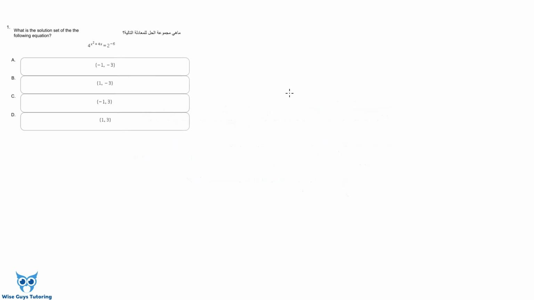The first question says, what is the solution set of the following equation? Of the following equation. Did you guys catch that? Good thing it's not an English test, right?